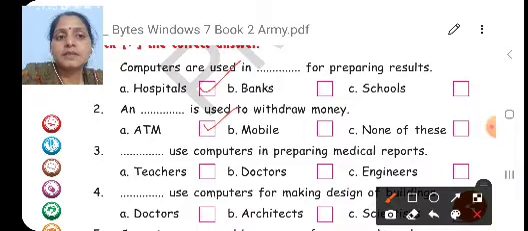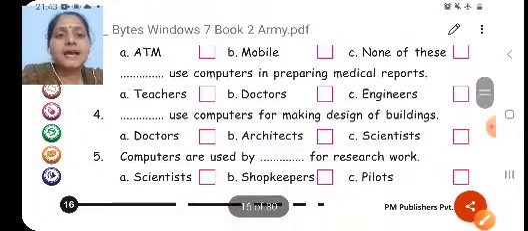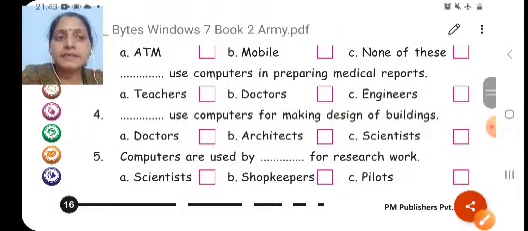Dash use computers in preparing medical reports. As we know children, doctors use computers in preparing medical reports. So you will put a tick in front of doctors. Then fourth one children, dash use computers for making design of buildings.